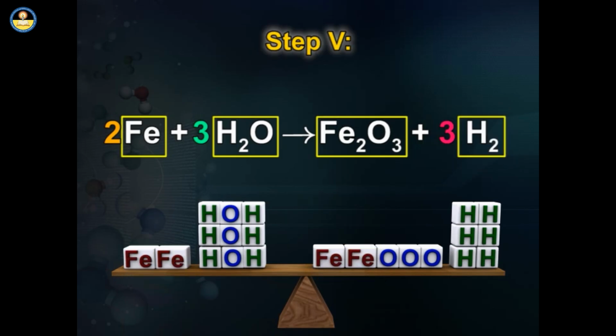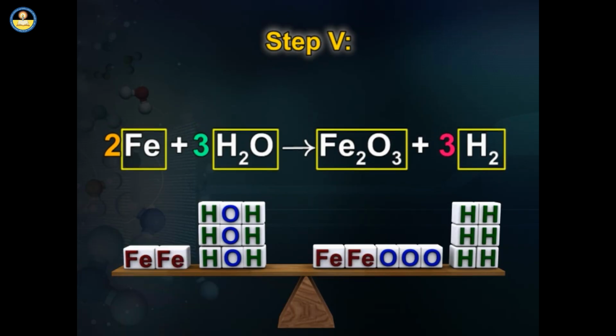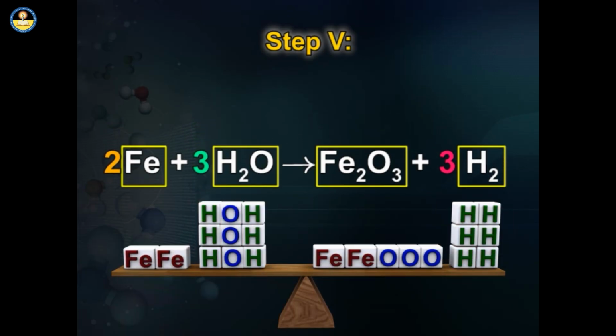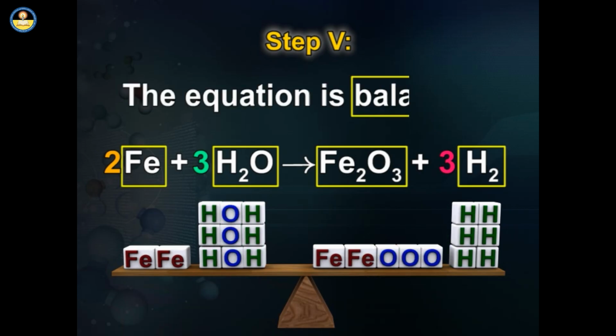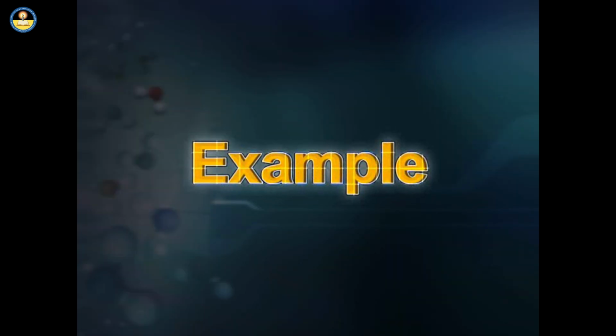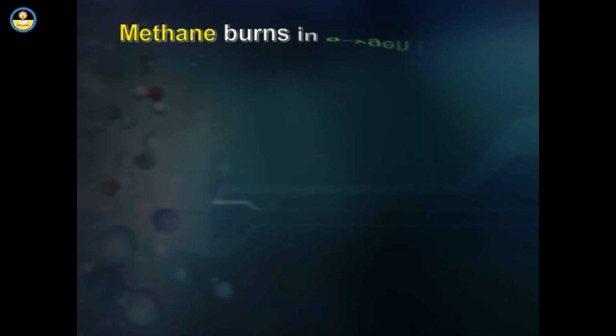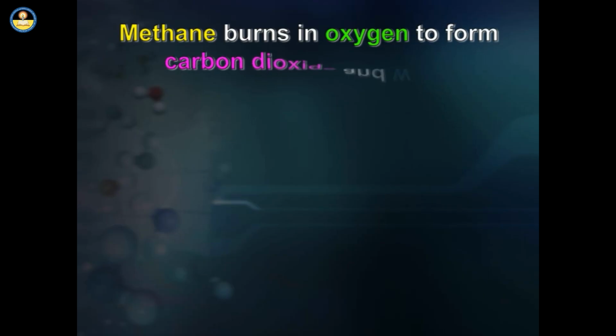Step 5. On final inspection, the number of atoms of all the elements on both sides of the equation are equal. Therefore, the equation is balanced. We will now discuss another example. Methane burns in oxygen to form carbon dioxide and water.